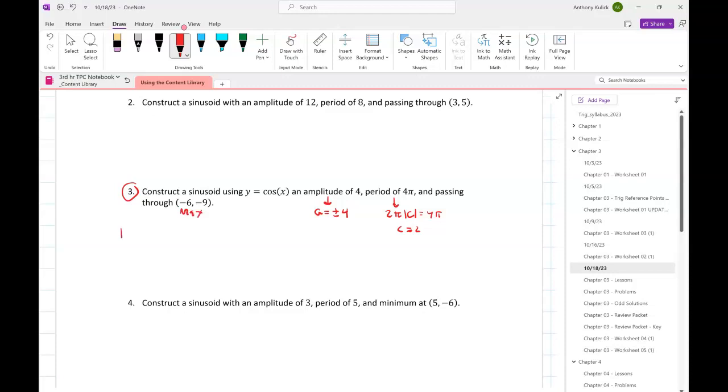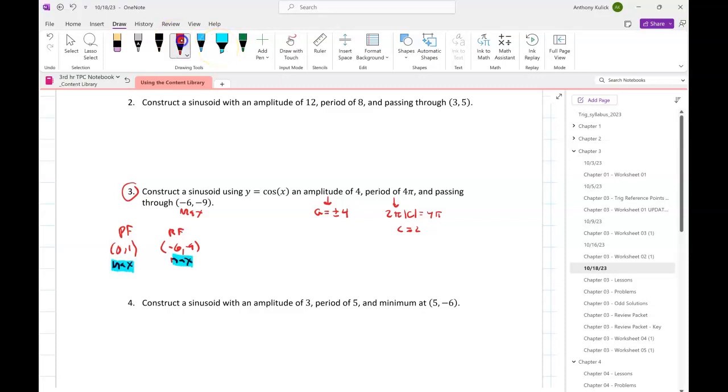Why would I do that? Because on my parent function for cosine, I always use the point 0, 1, which is going to be a maximum. My resultant function is going to be the point -9, -6, which we're going to call a maximum. We're choosing it to be a maximum. That's where we're going to put it on our function, so that it falls where the maximum is.